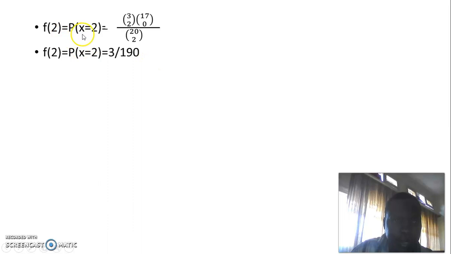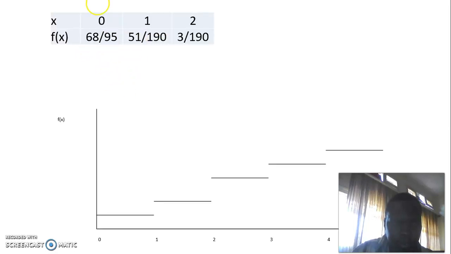Similarly, when x is equal to 2, the number of defectives, you can substitute in this formula and you get 3/100 and 90. Here, this is the probability distribution table showing the relationship between x, the number of defectives, and f of x, and their corresponding probabilities.